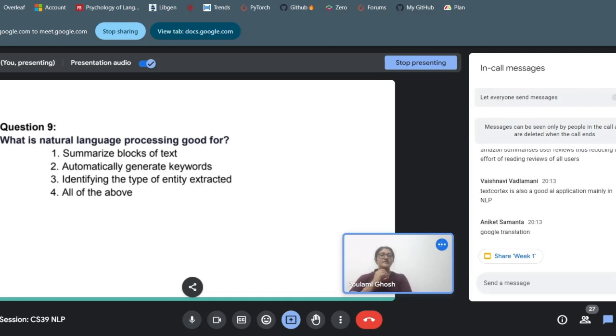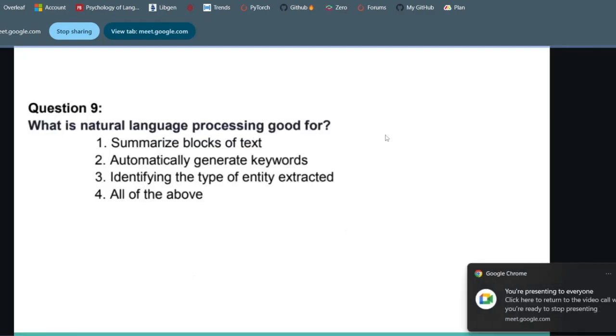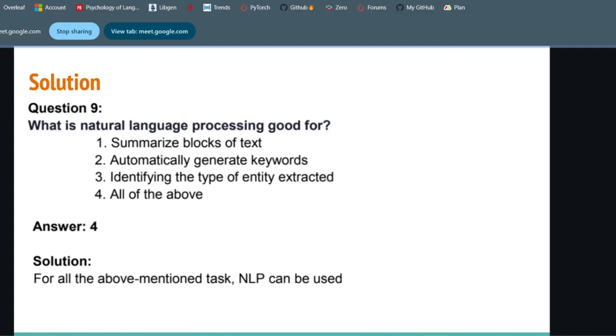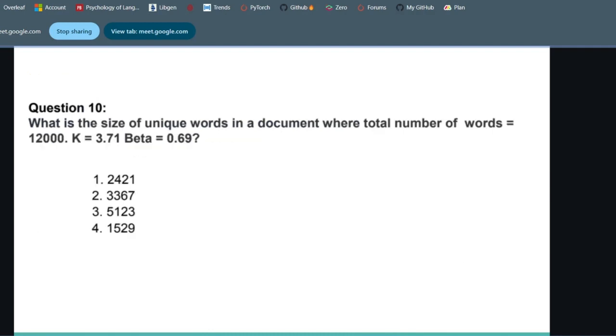Great, maybe we'll go on to the next question. So the right answer is option 4, all of the above tasks, which we already discussed. Now, question 10: what is the size of unique words in a document where the total number of words is 12,000, K is given, and beta is given?